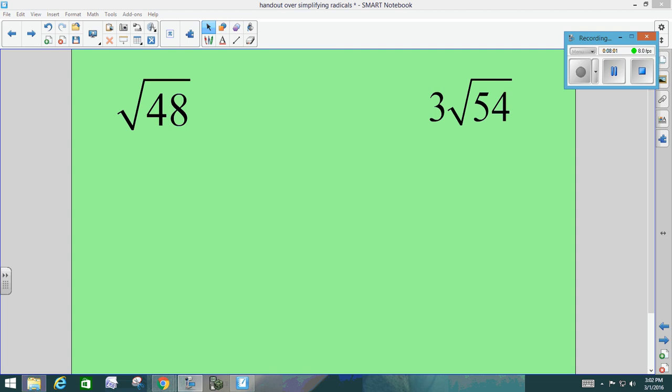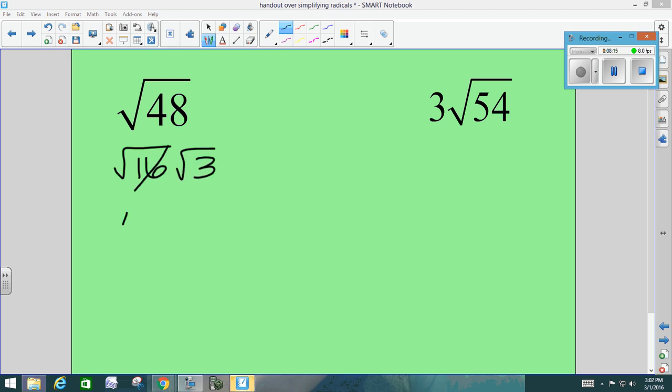All right. Square root of 48. What perfect square can go into 48 evenly? 16. How many times? 3 or 4? What's the square root of 16? So then this would be 4 square root 3.